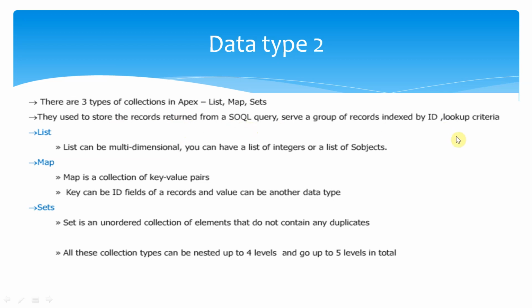A list is basically a collection where you have a list of integers, strings, or sObjects. A map is a collection of key-value pairs. You will have a key as an ID and a value, and you can search for that value by passing the ID and get the value at that particular location in a map. A set is similar to a list, but it will not contain duplicates, and it is an unordered collection. Okay, so these are the three collection data types that we have in Salesforce Apex.